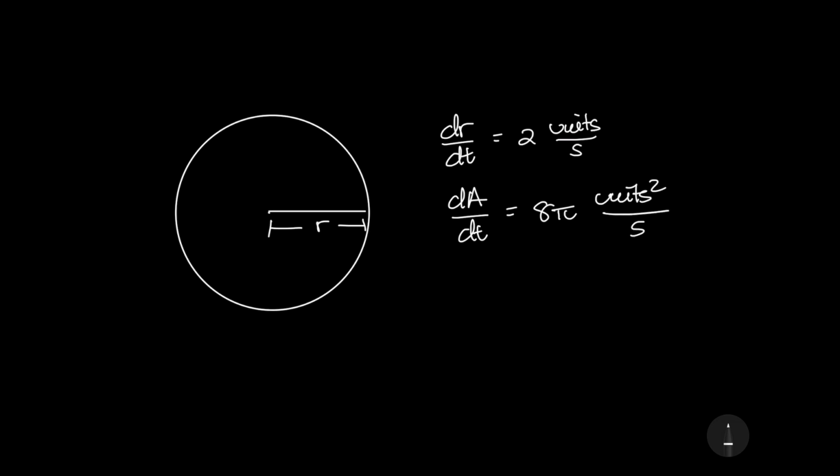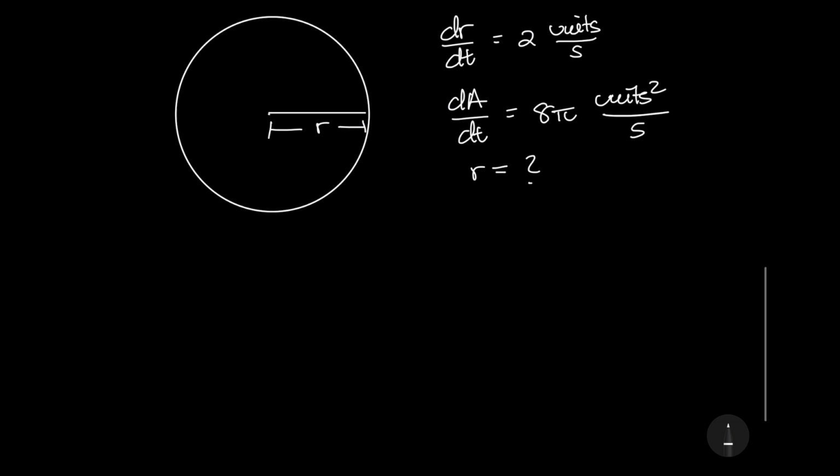So now here's what I want to find. Given this information, the radius is increasing at 2 units per second, and at a specific instant in time, the area with respect to time is also increasing at 8 pi units squared per second. Based on this information, I want to find what is the radius of the circle at this specific time. So, as always, the first thing we should do is write an equation expressing the area of the circle as a function of the radius of the circle.